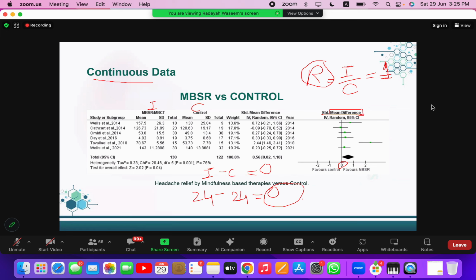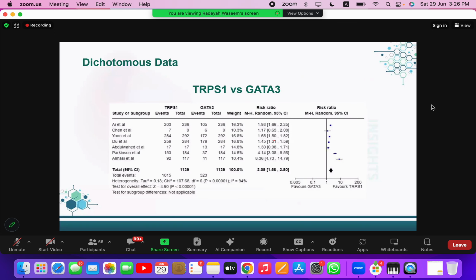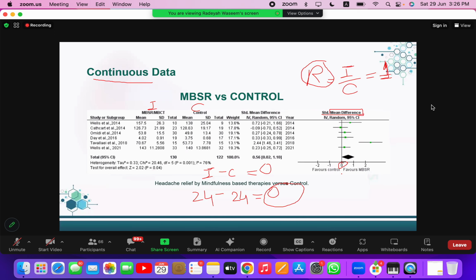Yes, Zona, in continuous data, it will always be 0. In dichotomous data, it will always be 1. Okay, in dichotomous data, it will always be 1, and in continuous data it will always be 0. Amama, Anaya, is this clear?